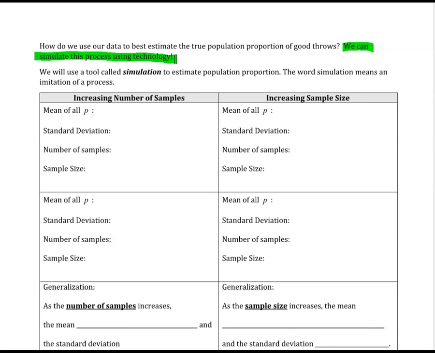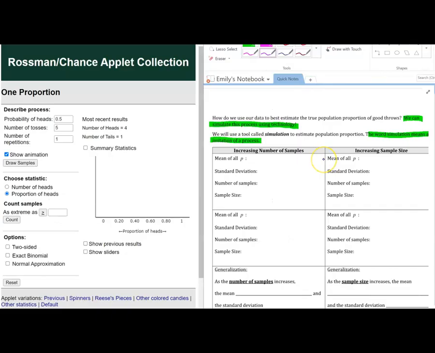So we will use a tool called simulation to estimate the true population proportion. So that's the true proportion of good throwers out of that original 200. The word simulation means to imitate a process. All right, so I'm going to go to a website now. Okay, so I split my screen here. On the left, I have a website called Rossman Chance, which is a simulator. So again, this is technology that imitates a process. The right-hand side is our notes.